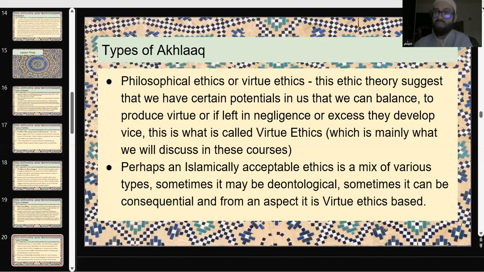Now, not every ethics may be directly associated to balancing one of those faculties, but we'll talk about many different things in these classes, inshallah. So perhaps an Islamically acceptable akhlaq or ethics is really a mix of various types of ethics. Sometimes it may be deontological. Sometimes it can be consequential. And from an aspect, it is virtue ethics based. And I said an Islamically acceptable ethics.